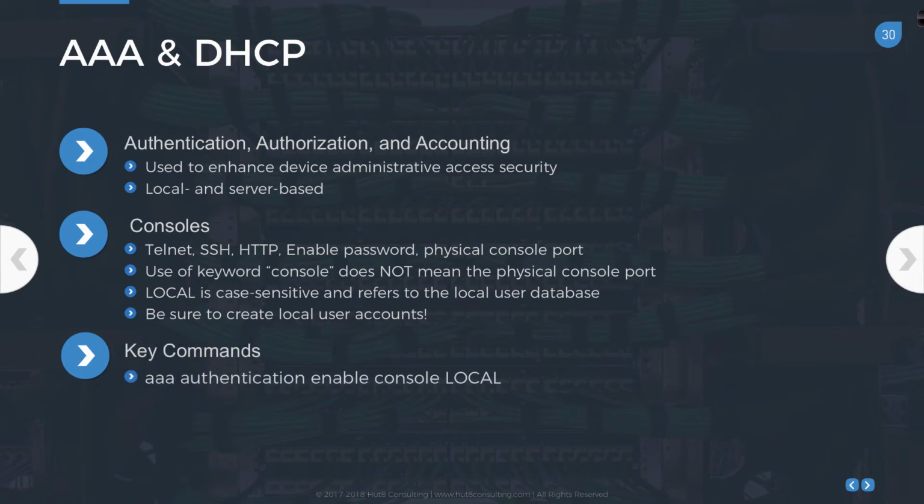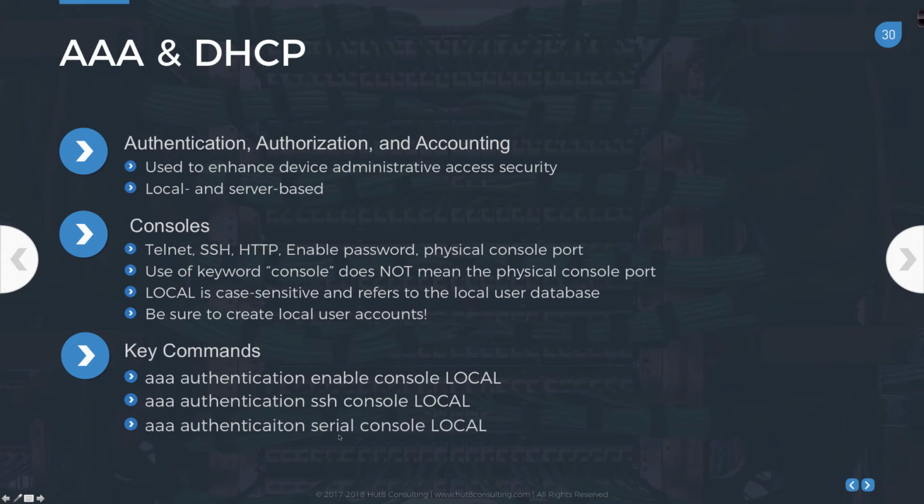Now, the key commands, right? So here you'll see the command syntax. It's just AAA authentication. It's very similar, at least the AAA authentication part, to what you would see on IOS with an ISR G2 router, right? So you say AAA authentication, and then what is it? By which means are you connecting? Are you using the enable password? Are you using SSH? Are you using the serial, which is actually the console port?